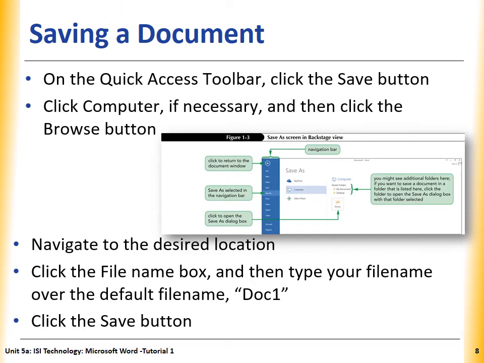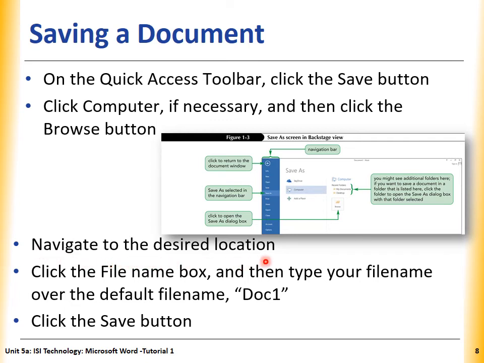Okay, now it's time for us to save our document. How to do this? On the Quick Access toolbar, click the Save button. Do you remember the Save button that I showed you earlier? If not, don't worry. We're going to see all of these when we go back to school in the computer lab. Click on Computer if necessary, and then click the Browse button. For example, see this picture over here? Here we have the Return button. Here we have the Save, and here we have the Save As. Okay? Don't worry, it's so easy.